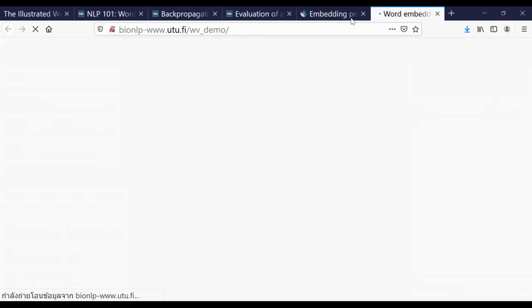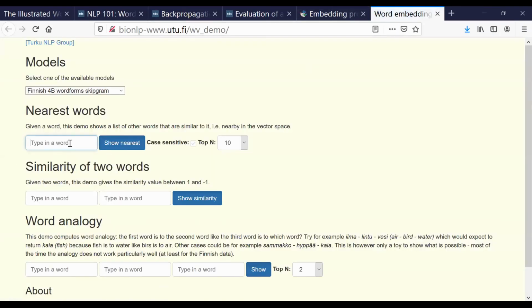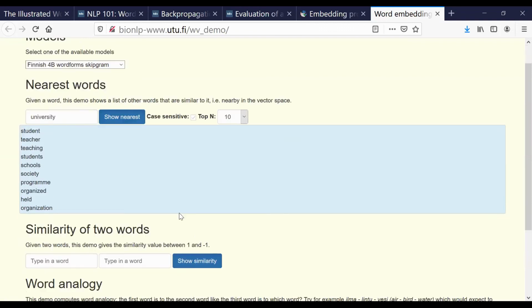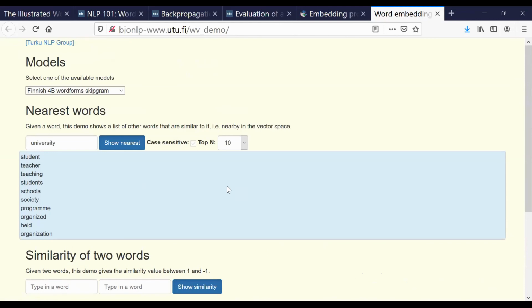So this is kind of like an online embedding demonstration. So type in the word cat. Now it's not showing you the embedding, but it's showing the nearest, I guess. Cat, stuff. Okay, look at university. What's close to university? Student, teacher. It's not giving the score though. I would like to see the cosine similarity. Okay, so this is a demonstration, but it's not as detailed. It's only saying what are the words closest to university.